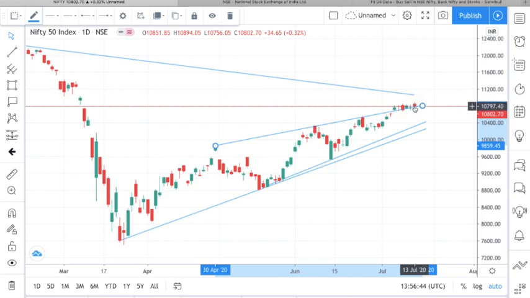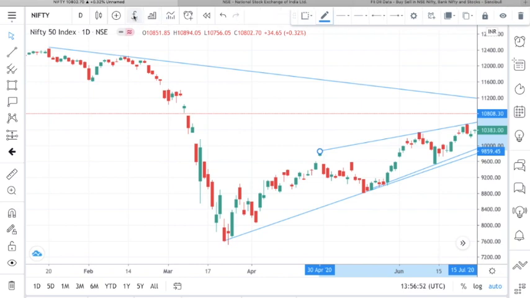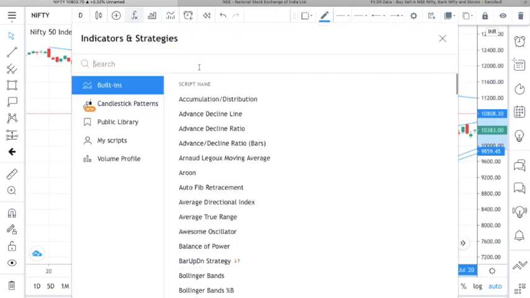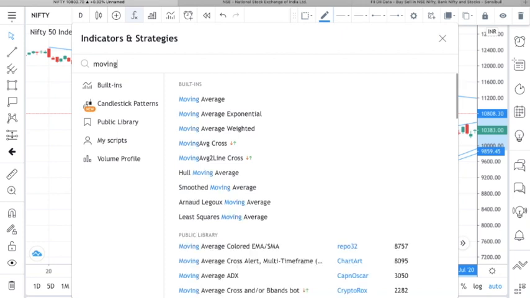So now let's look at certain indicators which will supplement our analysis. Now what I'm going to do is click on this button FX, which is indicators and strategies, and add a moving average. I'm sure you all know what a moving average is, so I'll not explain that. I'm going to look at an exponential moving average for obvious reasons, because it gives more weightage to recent price movements. So now when I click on this, I'm going to get a 9-period EMA.